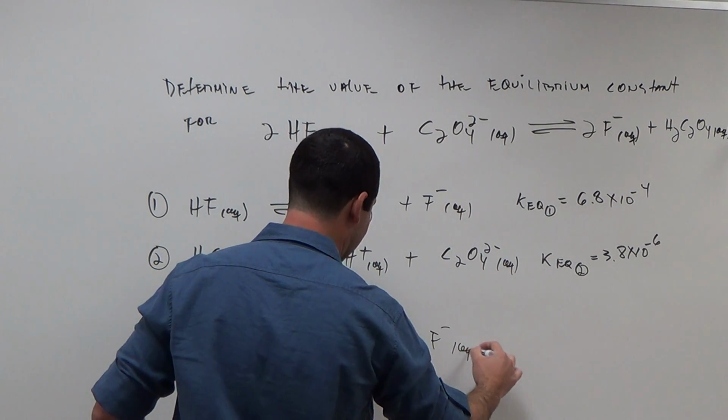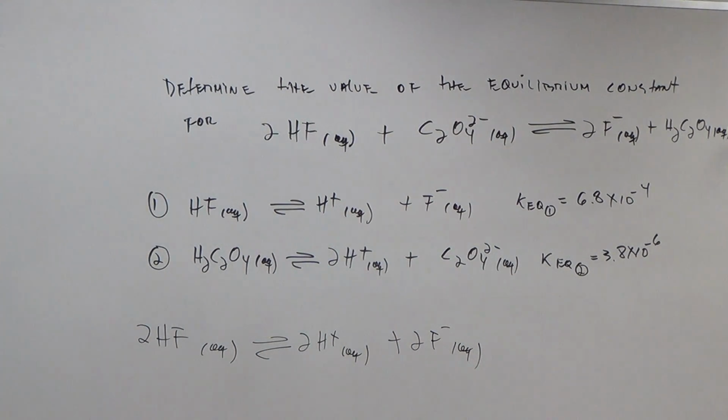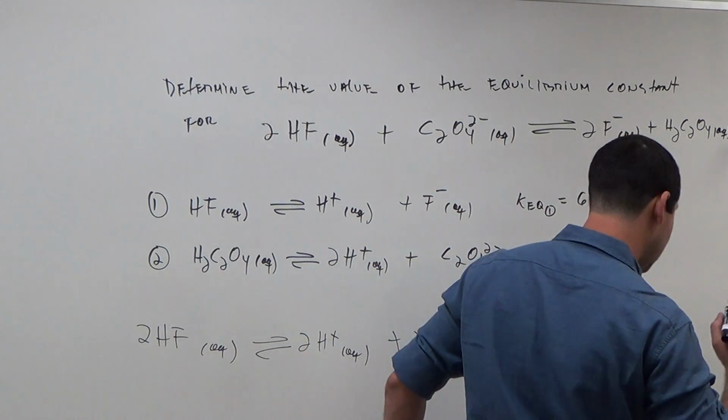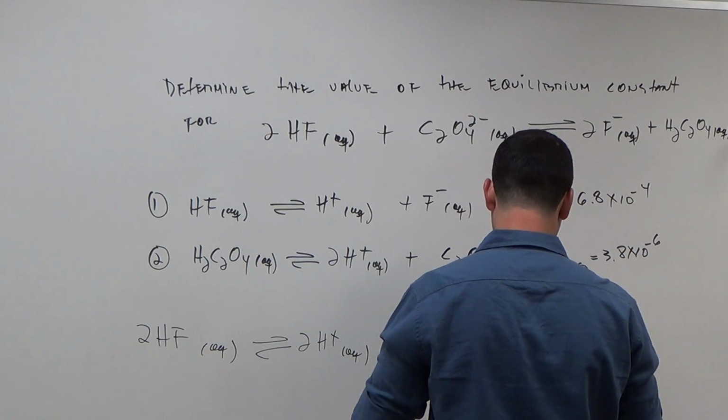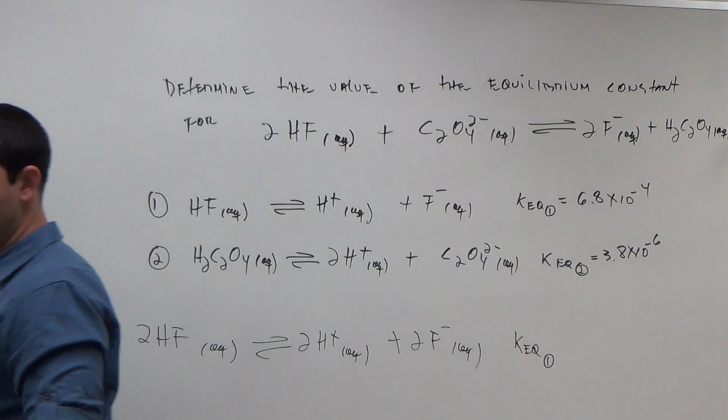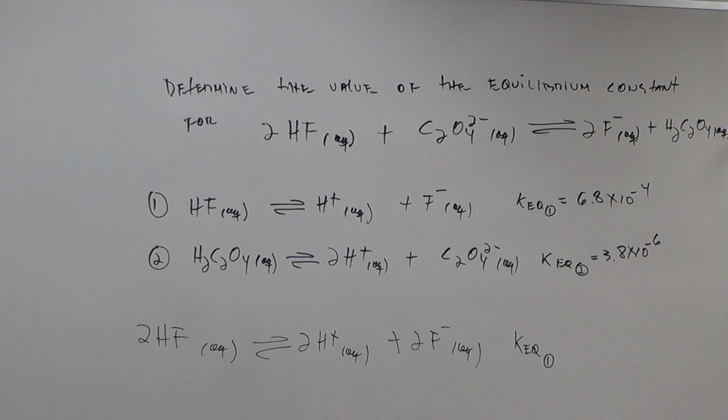2F minus. What did I do to that equation? I multiplied it by 2. What am I going to do to the equilibrium constant? Multiplying times 2 is incorrect, because this is not Hess's law. It is because the coefficients mean what, guys? The coefficients mean multiplication or powers. We did this last time.